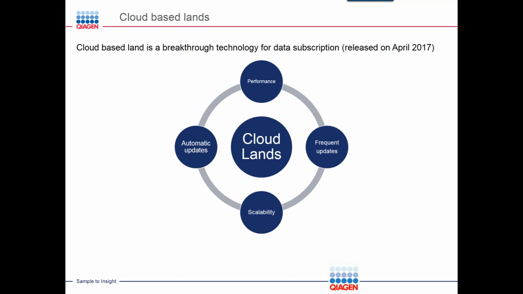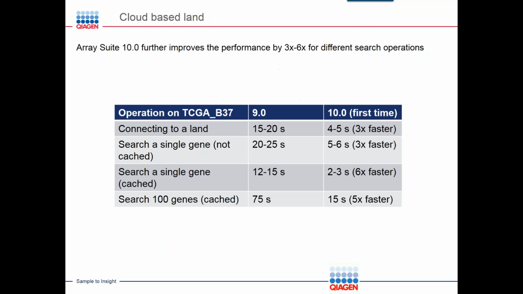Scalability, that's why I mentioned it: what if we have 10 times more data than we already have now? Cloud LAN actually solves that problem. So let's take a look at the combination of 10.0 and cloud-based LAN and see how the performance looks. This is for searching, which is probably the most common operation for the user.